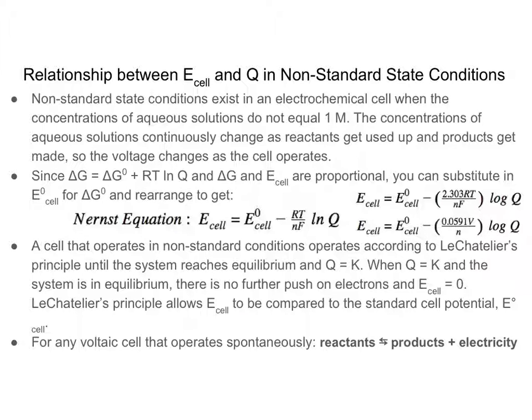Since change in free energy is equal to change in standard free energy plus ideal gas law constant times temperature times natural log of Q, and change in energy is proportional to cell potential, you can substitute the cell potential and the standard state cell potential for the free energy changes and rearrange to get something that we call the Nernst equation.